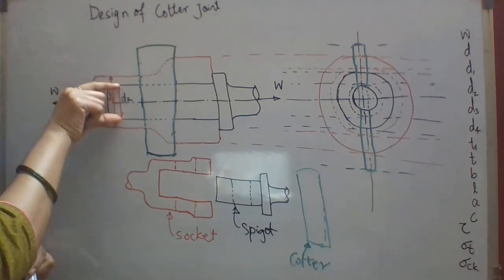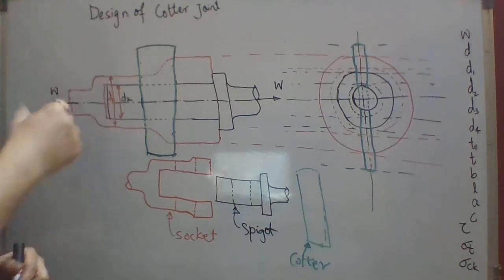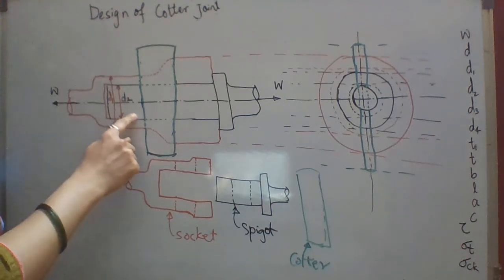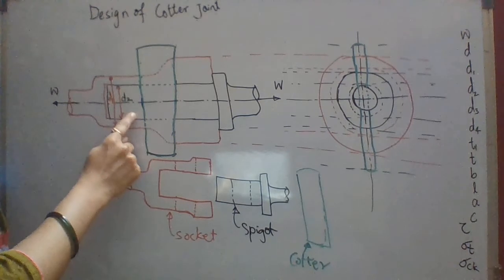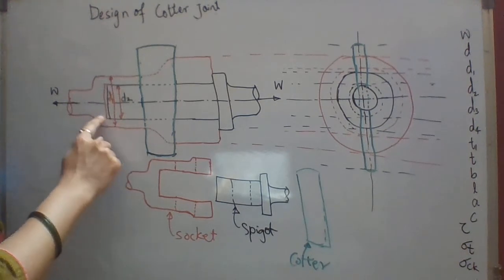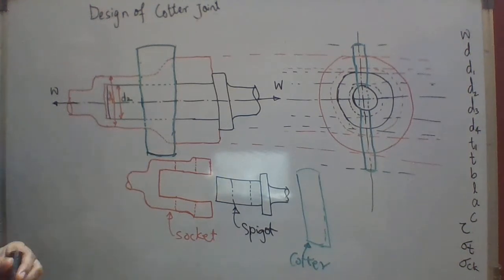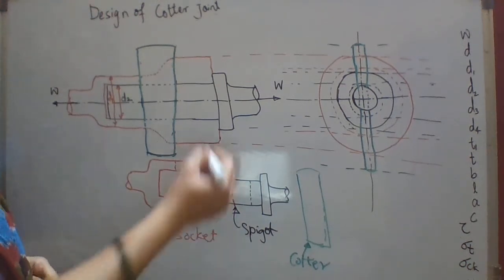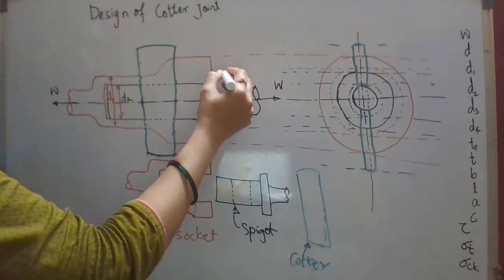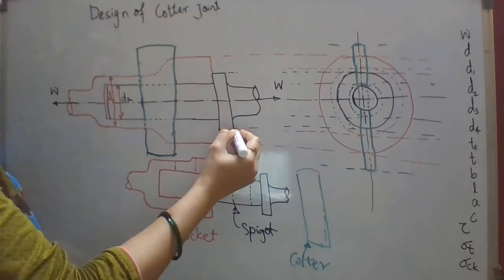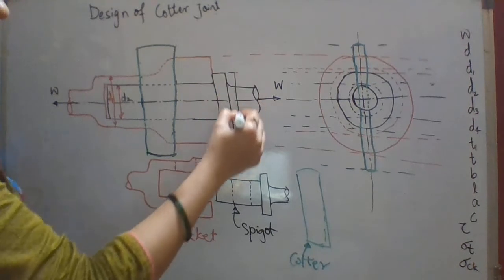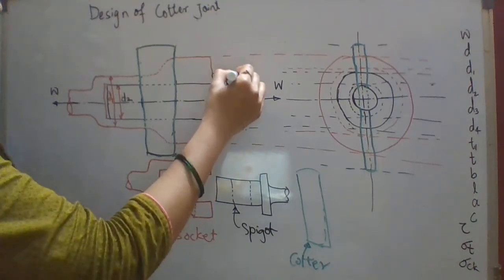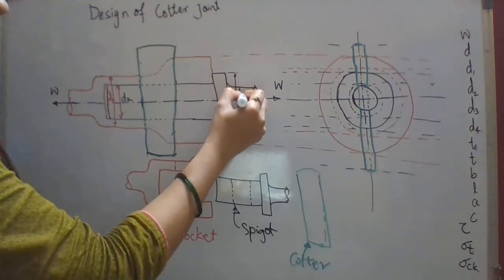Now the inner diameter of the socket is nothing but the diameter of the spigot. So D2 is common for the spigot as well as for the socket. So D1 and D2. Now D3. D3 is the diameter of the socket collar. This is D3.